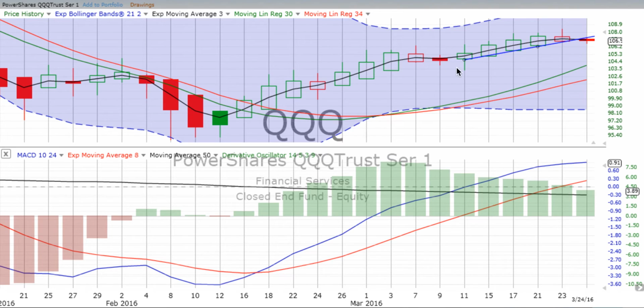Now, the Qs, where are we on there? Well, the Qs is actually up 0.03% for the day.